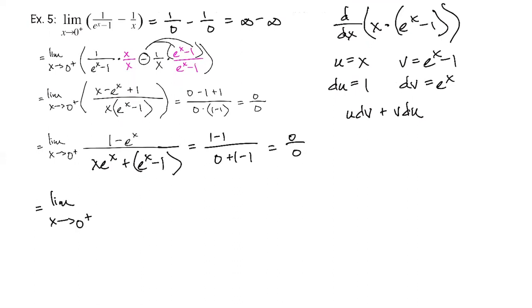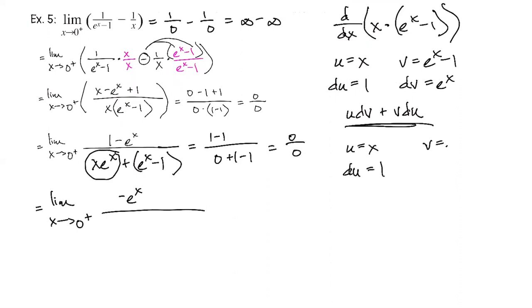So this numerator becomes negative e to the x over. To find the derivative of x e to the x, I've got to use that product rule again, okay? So u equals x, du equals 1, v equals e to the x, dv equals e to the x, and that will give me u dv minus v du, okay, plus the derivative of e to the x is e to the x, and then that 1 goes away.